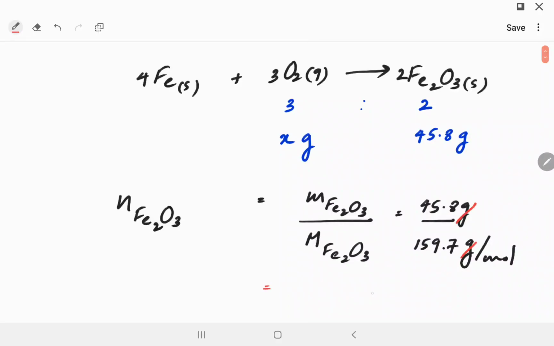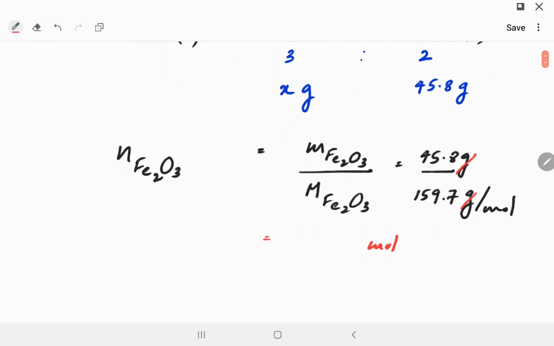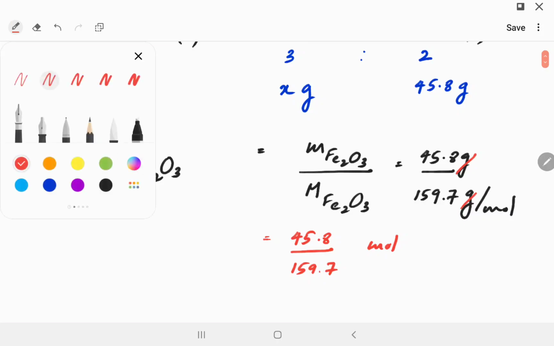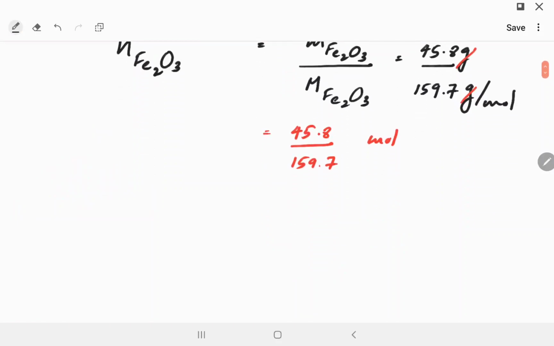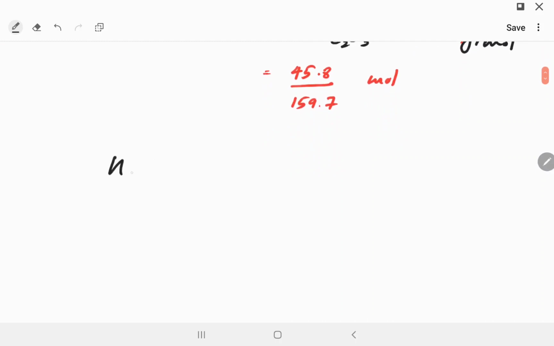But don't do the calculations now. Keep that information for later calculations. So 45.8 divided by 159.7. These are the moles of iron oxide. All right, so let's calculate moles of oxygen, because we need to calculate the grams of oxygen. So the next calculation should include the calculation of moles of oxygen.